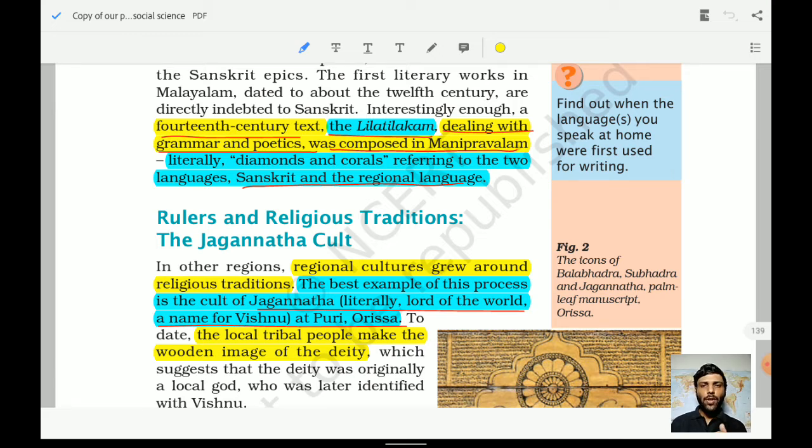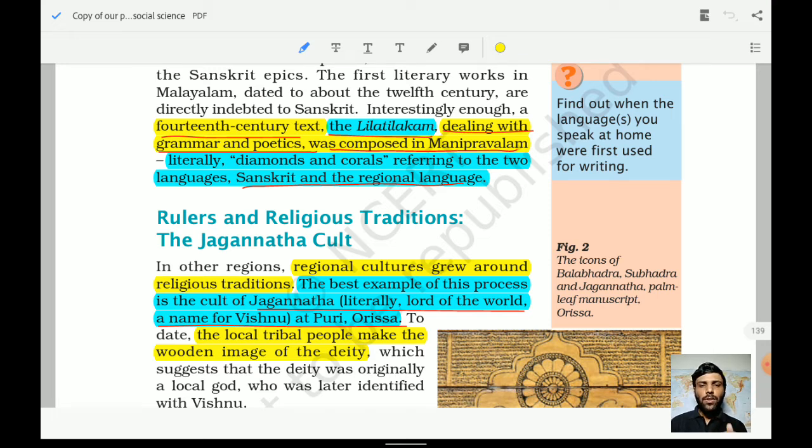So the rulers, religious traditions, and talking about the Jagannath cult. Religious culture grew around religious traditions, and the best example of this is Jagannath. What is the meaning of Jagannath? It has also been provided: literally, Lord of the world. It means Lord Vishnu. This particular temple of Jagannath, dedicated to Lord Vishnu, has been constructed at Puri in Odisha. Okay, so remember this: the Jagannath temple is at Puri in Odisha.